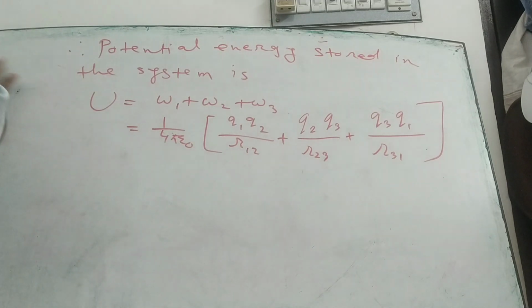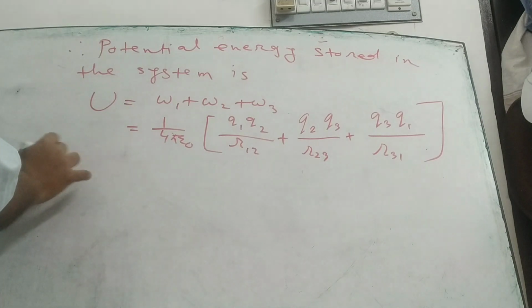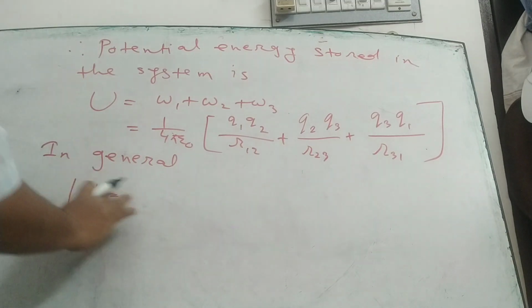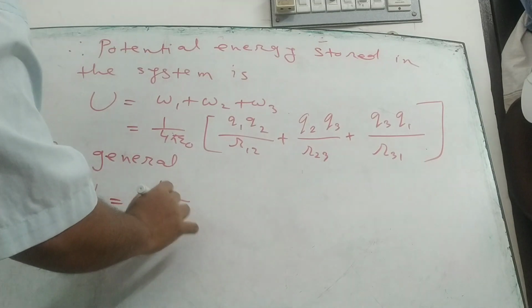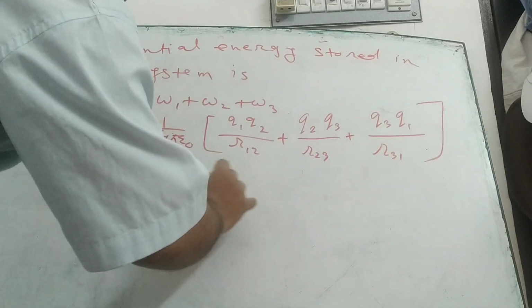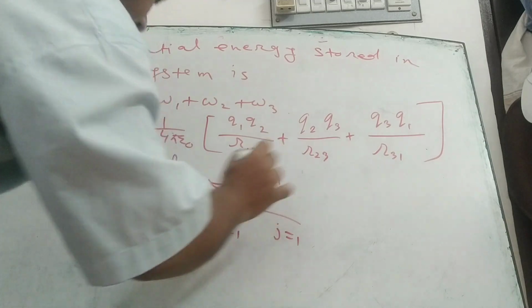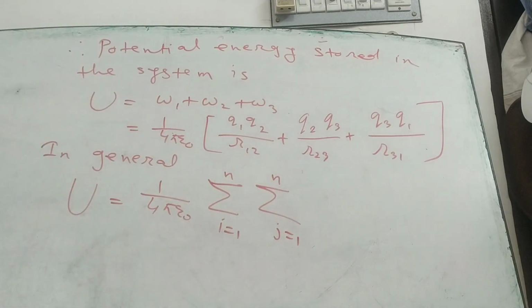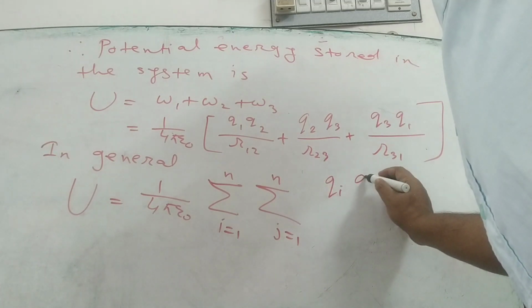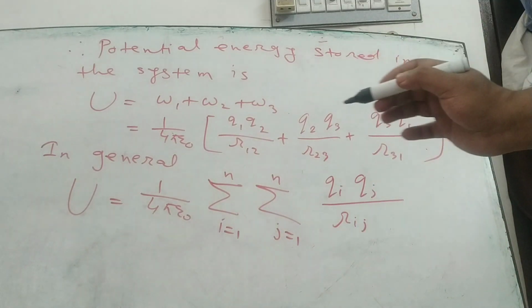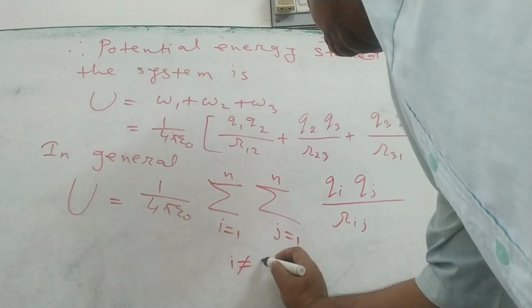In general, for the system which is formed by n number of charges, U is equal to 1 by 4 pi epsilon 0 double summation i is equal to 1 to n, j is equal to 1 to n, qi qj by rij. Here i not equal to j.